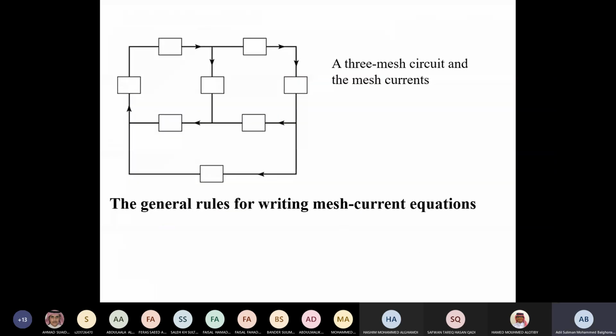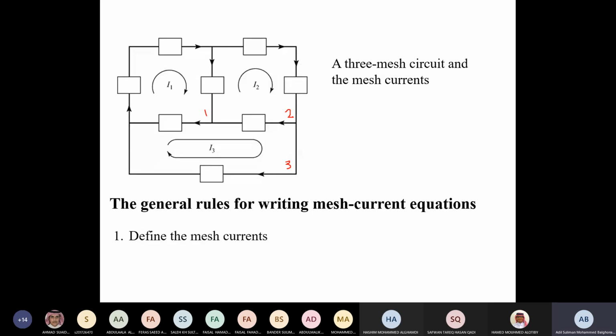Take an example like this one. We have 3 meshes, mesh 1, okay? And then mesh 2 and mesh 3. And then we can go and put 3 circulating currents. As I said, could be all clockwise, all counterclockwise, or a combination. Okay? These 3 circulating currents, I can express any current on each mesh with respect to this mesh current.